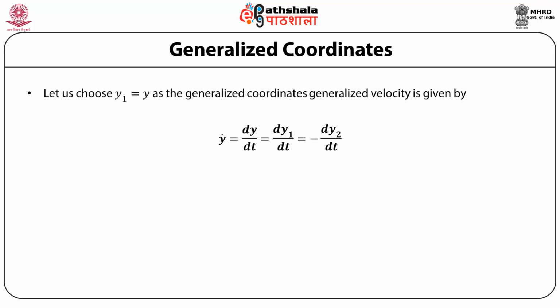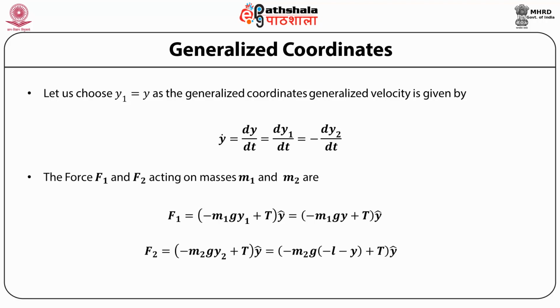Then the generalized velocity y dot is the total time derivative of y with respect to t, which is dy1 by dt, equal to minus dy2 by dt. That velocity y dot is equal to the velocity of the particle m1, and is also equal to minus the velocity of the particle 2.